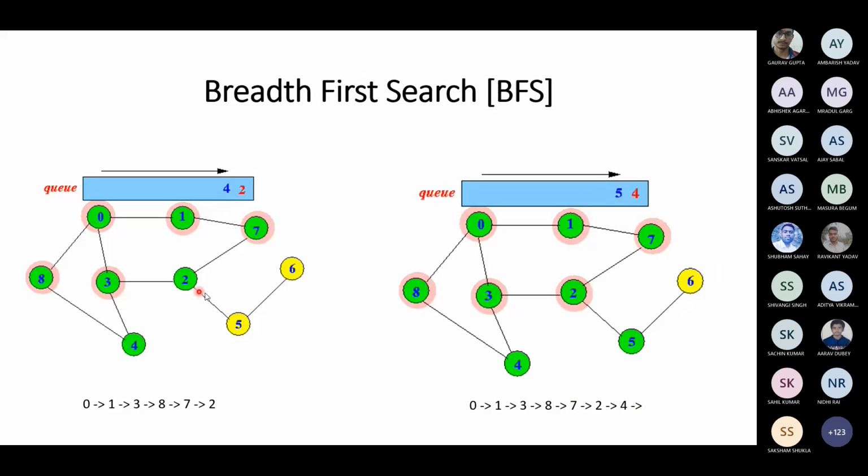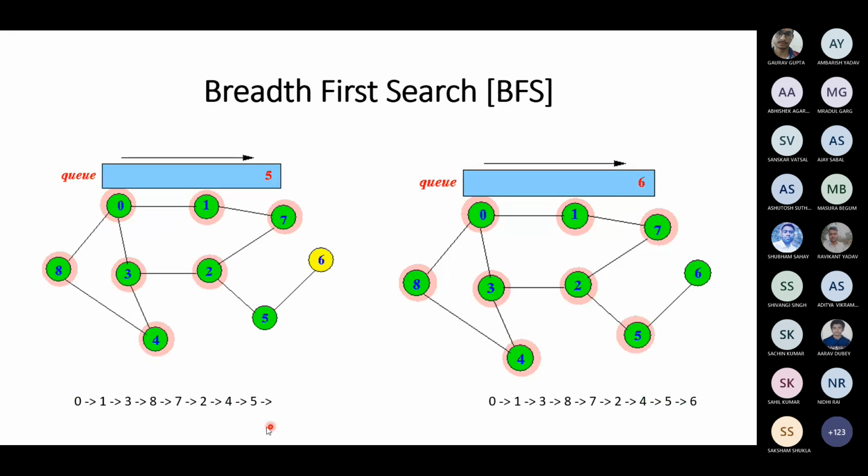You visit 2. Then 2 has edge 5, which is unvisited. You insert this 5 into the queue. After 2, the next element in the queue is 4. 4 you visited. After 4, there are no unvisited edges linked to 4. Then the next element you will visit is 5. 5 you visited. Then for 5, there is one unvisited node 6. You insert it into the queue, and then you visit that. There are no rest of the elements to visit. So this is your breadth first search traversal.